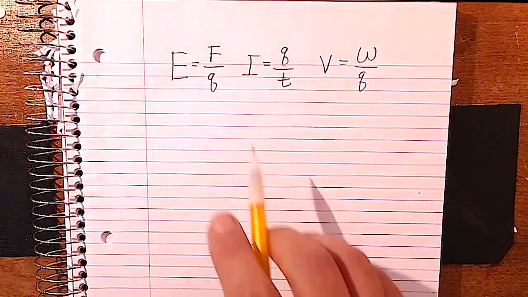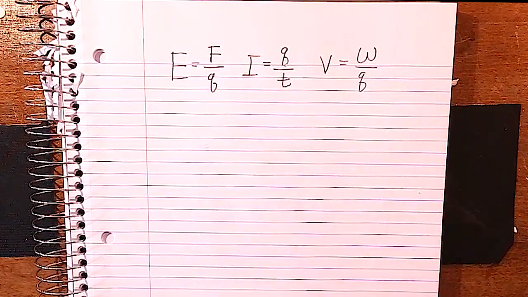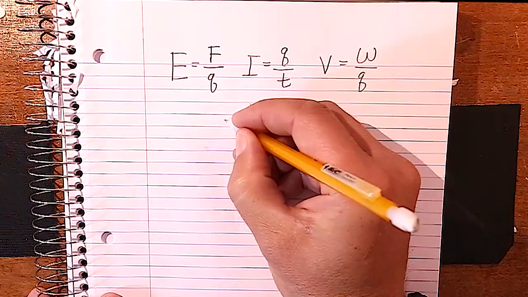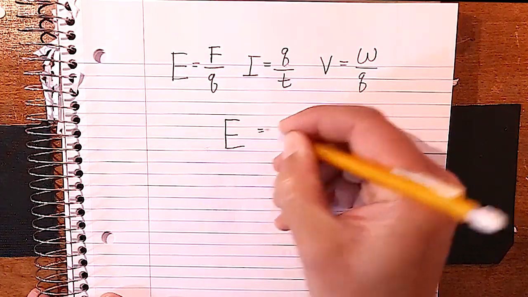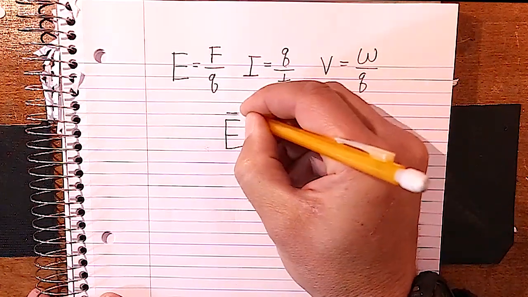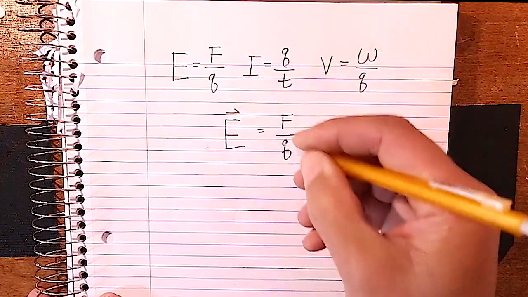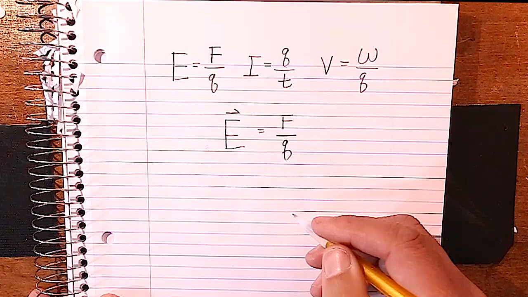So here are our four formulas: E equals F over Q, I equals Q over T, and V equals W over Q. And let's take the electric field first. So, electric field is defined as F over Q. And we can actually put this little sign over this. It's not on the reference table, but that means it's a vector. In other words, the direction matters.